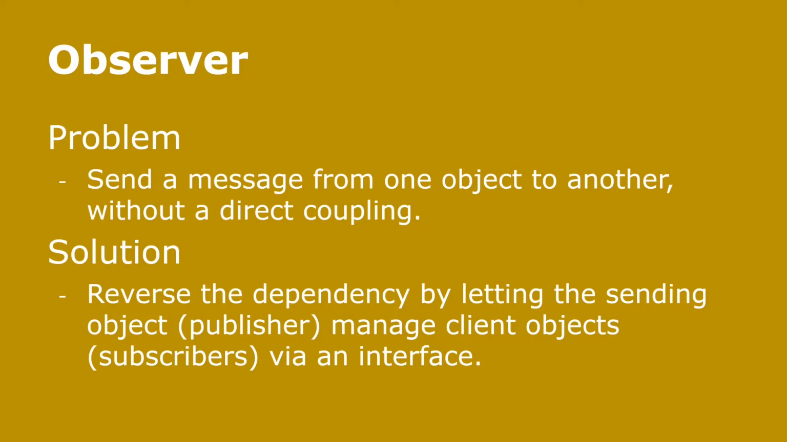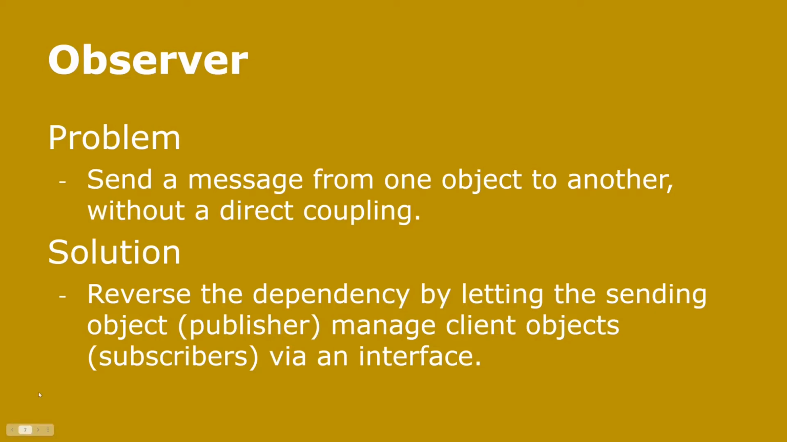The solution the observer presents is to reverse the dependency by letting the sending object, often called the publisher, manage the client objects, often called the subscribers, using an interface that all of the subscribers need to implement. This means that the publisher gets a dependency to the interface instead of a direct coupling to the client objects.